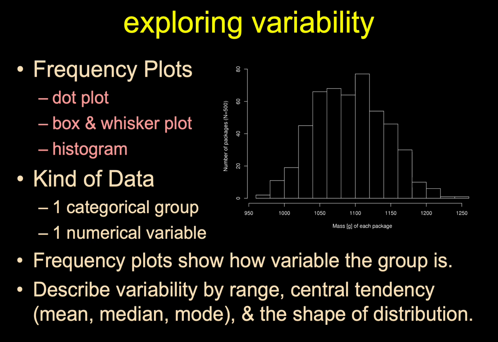So if we want to first look at the variability of our data set, we can use frequency plots. That would be that dot plot I showed you, that box and whisker plot I showed you, or a histogram like here on the right. All of those would give you a sense of what the data is like. Is it normally distributed? What's the range over which it's being displayed? All that kind of good stuff.